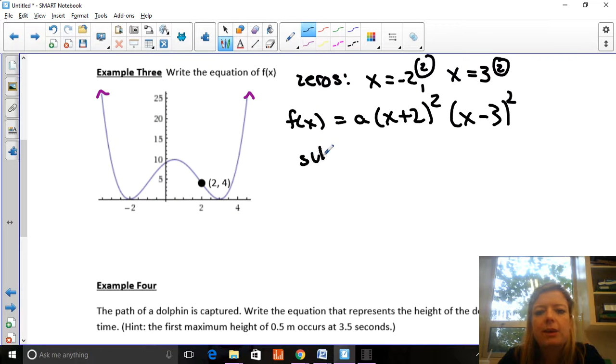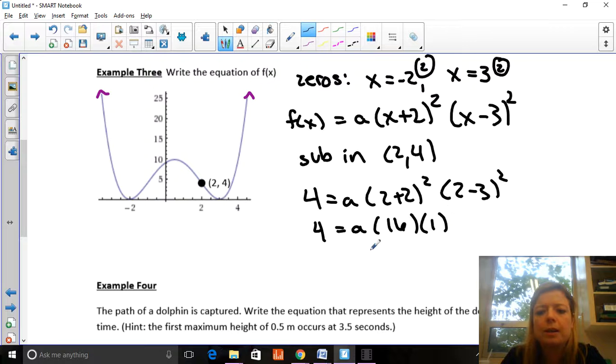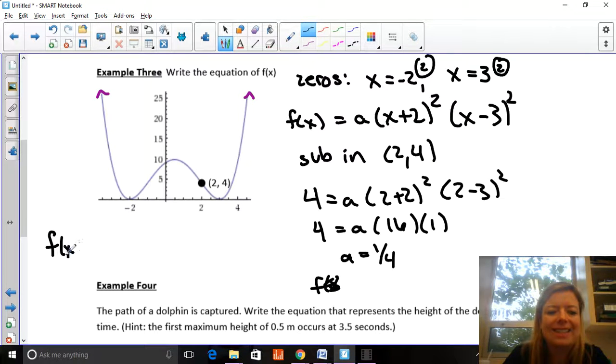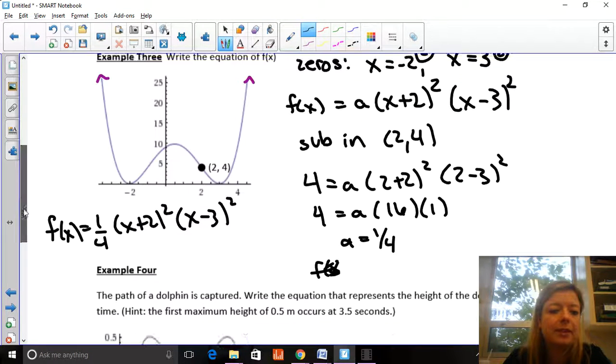Now we're going to sub in our other known point, which is (2, 4), and solve for a. So 4 equals a, bracket 2 plus 2 squared, bracket 2 minus 3 squared. So you get 4 equals a, 16 times 1. So a is equal to 1/4. So f of x equals 1/4, x plus 2 all squared, x minus 3 all squared. And you're done. Yay! If you want, you can put in the point (2, 4) and make sure you get 4 out of it to test it.